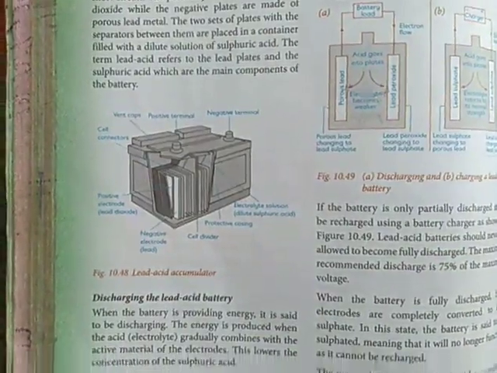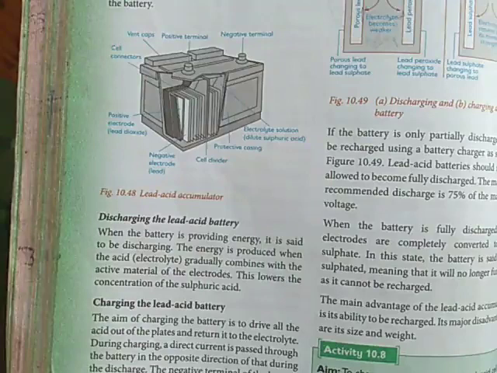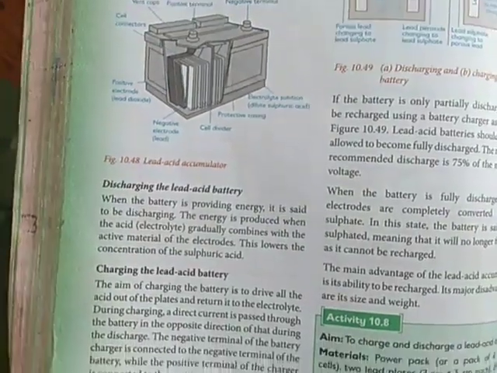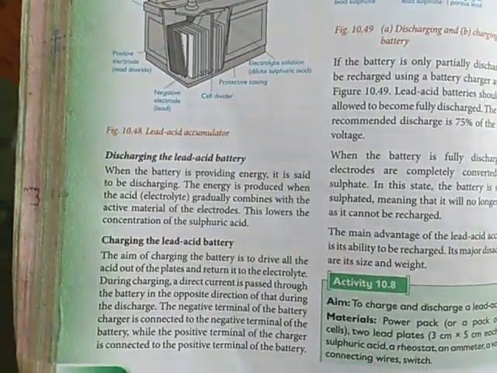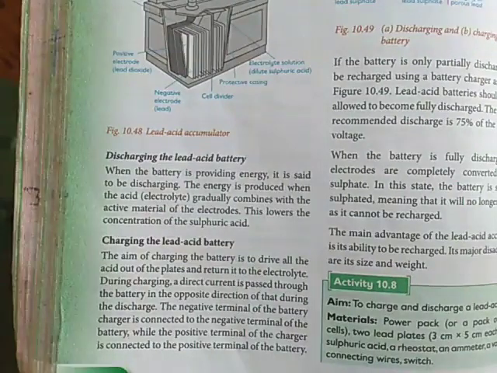Now on discharging: when the battery is providing energy, it is said to be discharging. The energy is produced when the acid electrolyte gradually combines with the active materials on the plates. This lowers the concentration of sulfuric acid. But in charging the lead acid battery, the aim of charging is to drive all the acid out of the plates and return it to the electrolyte.